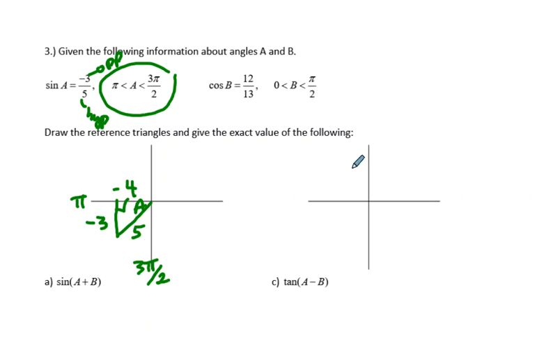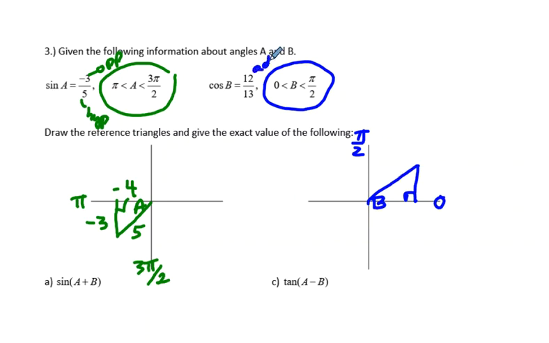Alright, now we're going to do the picture for angle B. Angle B is between 0 and pi over 2. So I'm going to draw it in the first quadrant. Just draw an angle in the first quadrant. Go straight down to the x-axis and put B near the origin.